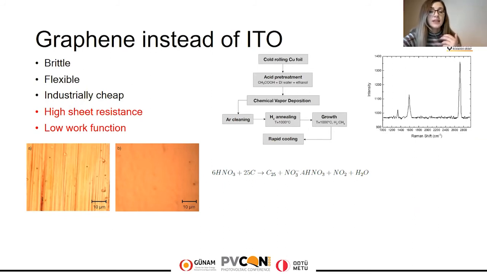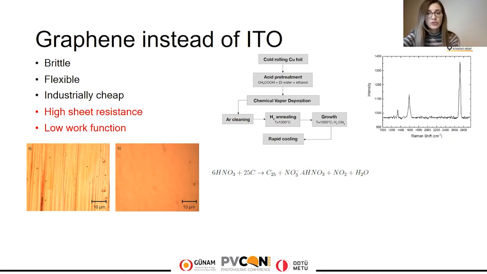However, graphene has major trade-offs. One of them is high sheet resistance and the other one is low work function. To minimize these effects, some optimizations were done. Graphene was produced by using the CVD method. Copper was used as a substrate, and after cold rolling, acid treatment was applied. Argon and hydrogen gases were used, and finally, after growth, rapid cooling was done.